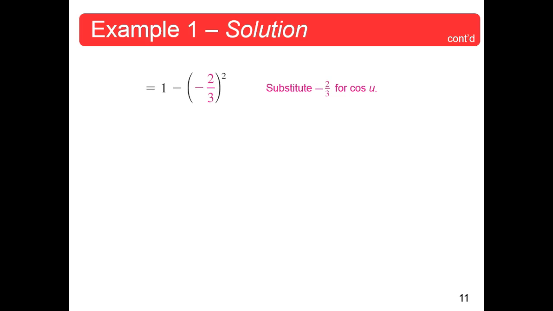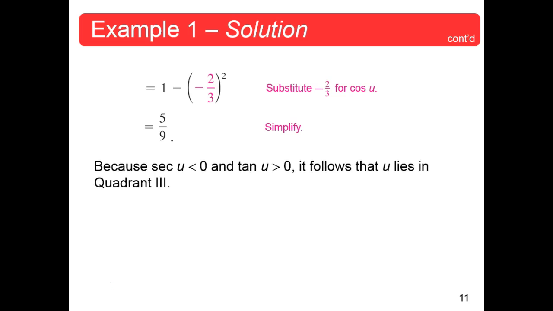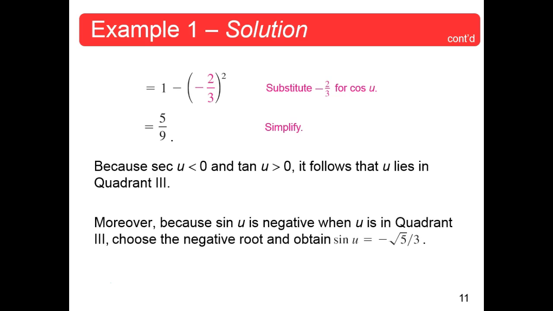1 minus a negative 2/3 squared, which would be what? 5/9. That's sine squared. And because secant is negative, but tangent positive, you have to be in quadrant 3. In quadrant 3, the y value, which is the root 5, would have to be negative. Moreover, because sine is negative when u is in quadrant 3, we choose the negative root and obtain sine u is equal to negative root 5 over 3. First identify which quadrant you're in, then since sine is negative in the third quadrant, this is sine squared, take the negative square root, that'd be negative root 5 over 3.